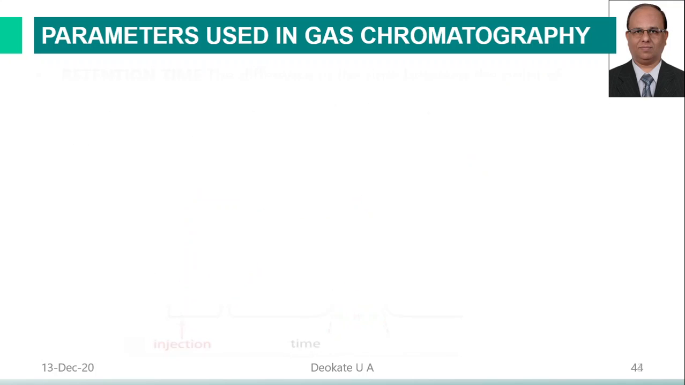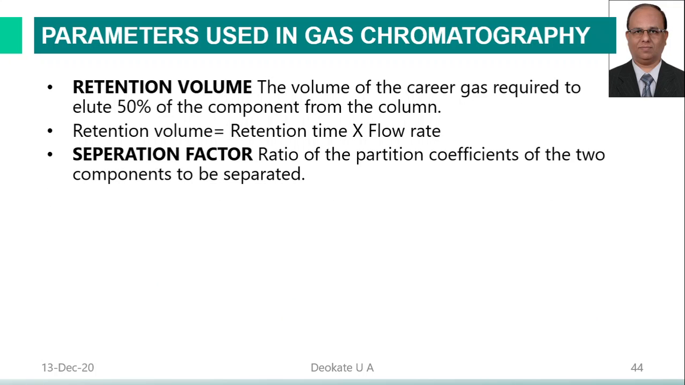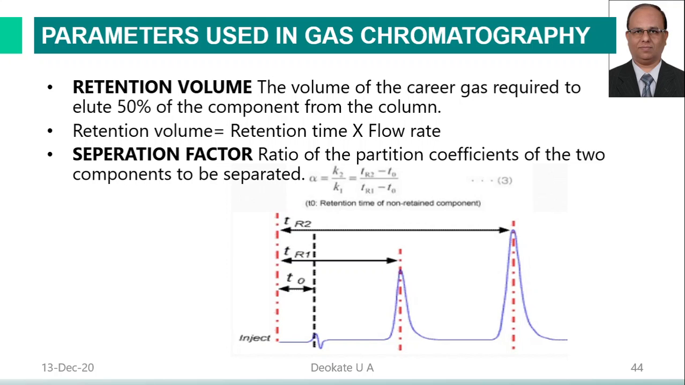Then the second parameter used in gas chromatography is the retention volume. It is the volume of carrier gas required to elute 50% of the component from the column. So the retention volume is the retention time multiplied by the flow rate. The flow rate that is adjusted will decide how much retention volume there will be. So we take retention volume for many quantitative estimation processes.